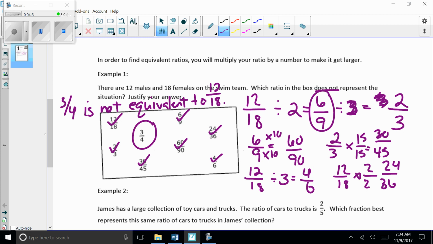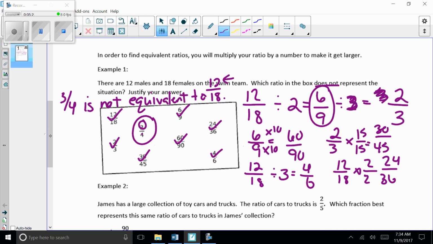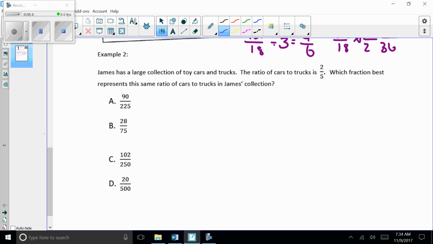I can never get, if I try to multiply and get this, 4 times something to get an 18. 4 times something is never going to be 18 unless it is a fraction. But if I multiply the 4 times the same number, I know that this 3 right here times 4 will get me my 12. And 4 times 4 is not 18. Therefore, you know that that's the fraction that is not equivalent. Okay? So let's look at number 2.